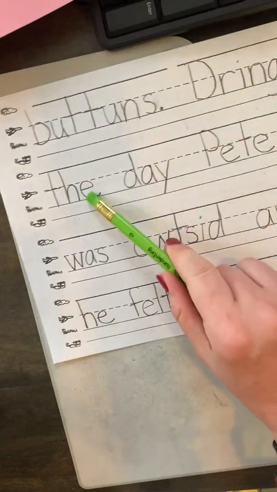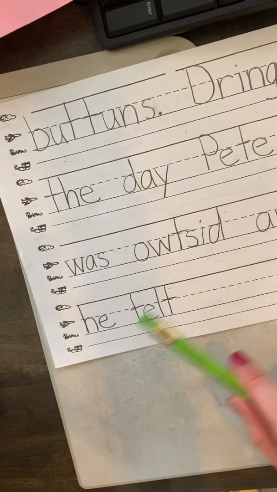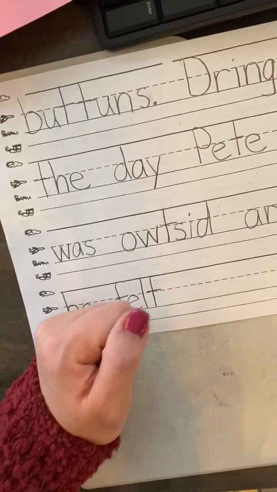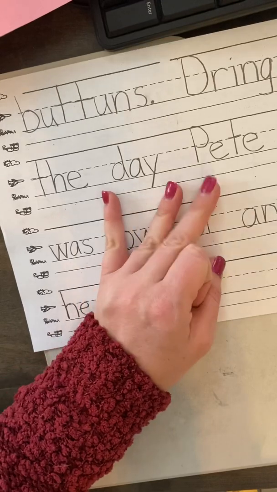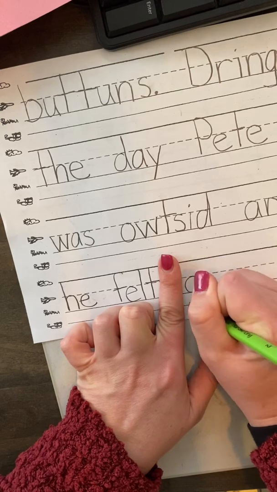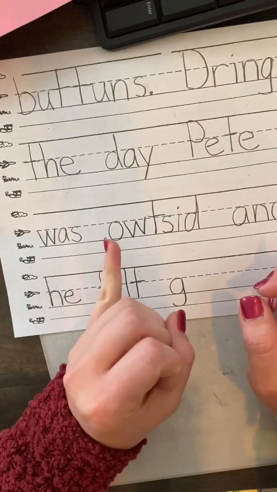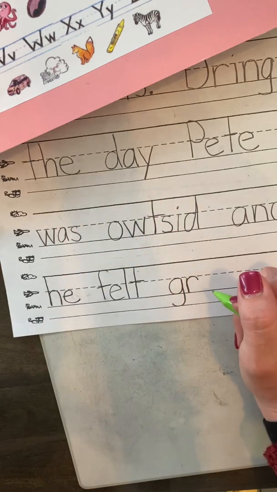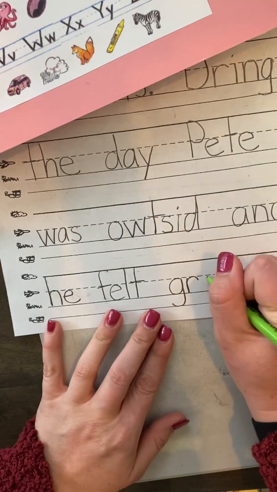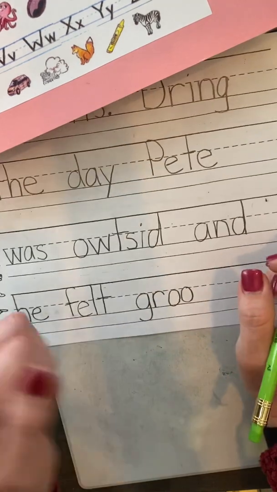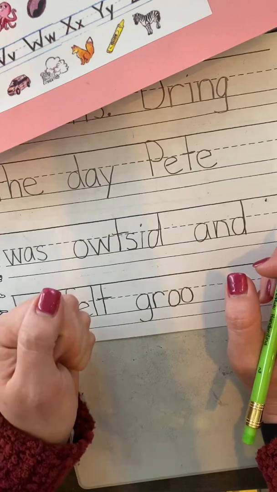Okay. During the day, Pete was outside and he felt groovy. Groovy. 2 syllables. The first syllable is grew. G-er-oo. So finger space. G. G says g. We've learned that one. Grew. G-er. R says r. Grew. G-er-oo. I'm seeing my mouth do the O. And remember, when you hear the oo, like in boo, it's 2 O's. Grew. Okay, the second syllable is V.